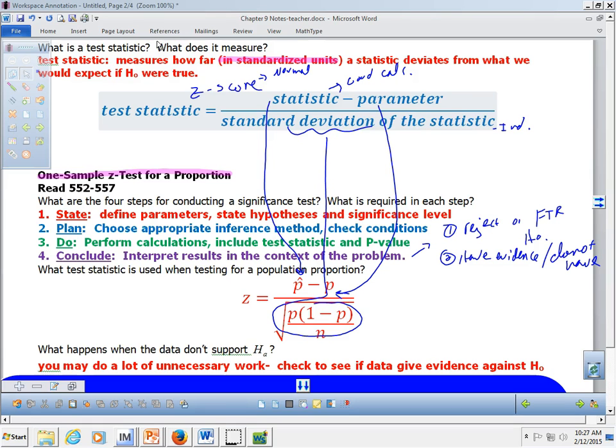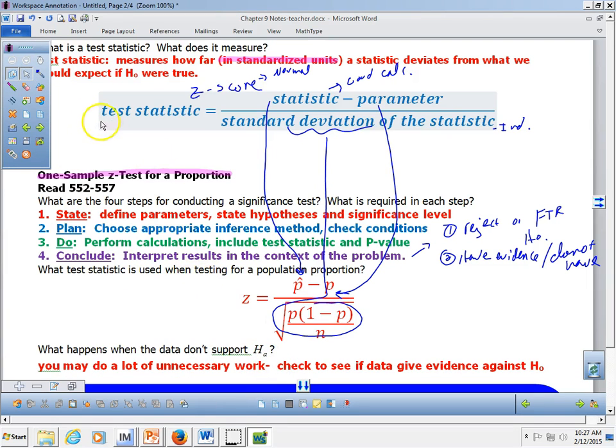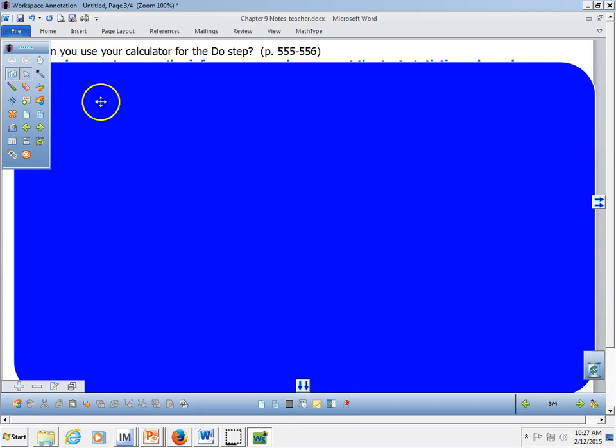We're not going to do it. So you need to look and see if the data even gives you any evidence at all against the null or to support H sub a. If it doesn't, then you move on. You're not going to worry about it. Okay? But if it does, we're going to go ahead and perform our test.